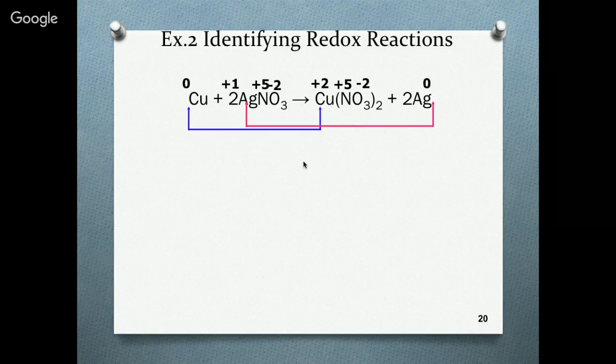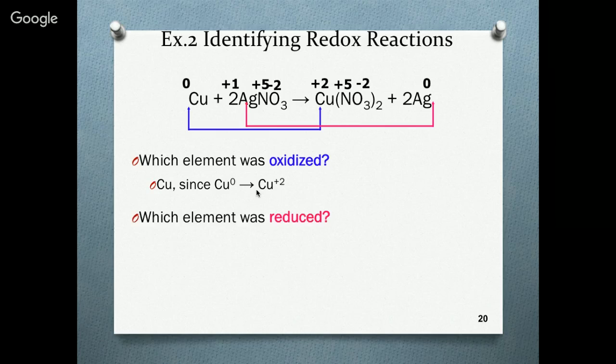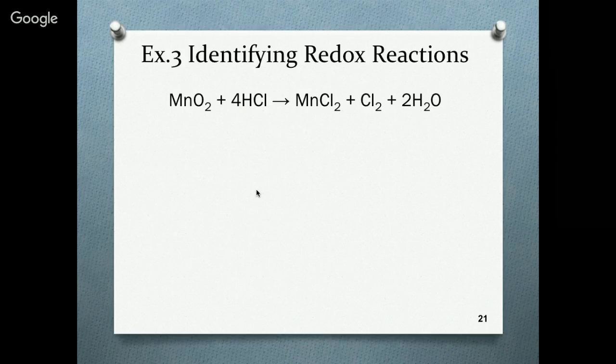If you look, the nitrogen and oxygen aren't changing, so those aren't being oxidized or reduced. So the element that's oxidized is copper, since it's going from 0 to +2. And the element that's reduced, in this case actually the ion is reduced, Ag +1. There's another one. Take one more minute to assign oxidation numbers across the top.